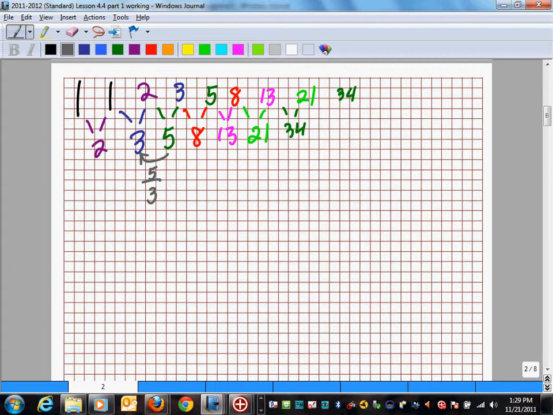Ready? 1 point what, guys? Okay, 1.66 repeating. Quickly. 8 divided by 5, please. Take it to the second decimal place. Go. 1.6 exactly. Okay. 13 divided by 8, please. 1.62. Yes, 1.62. 21 divided by 13. 34 divided by 21. 1.6. 34 divided by 21.